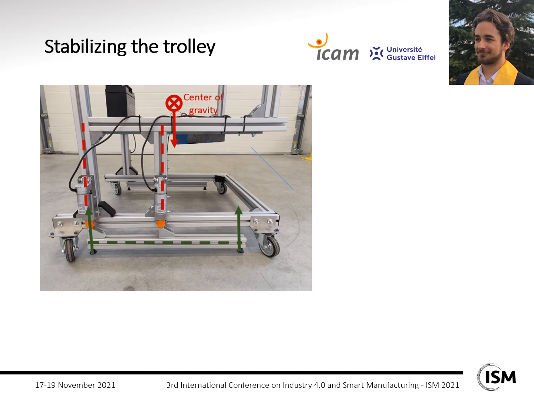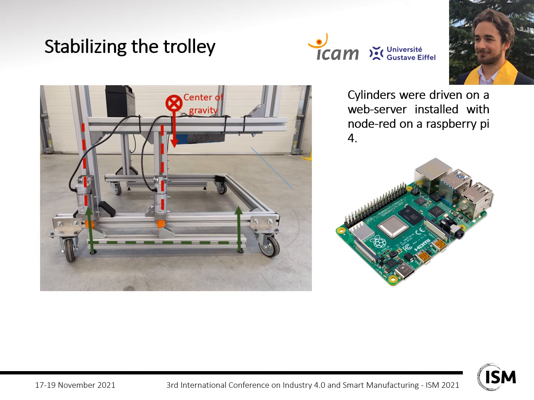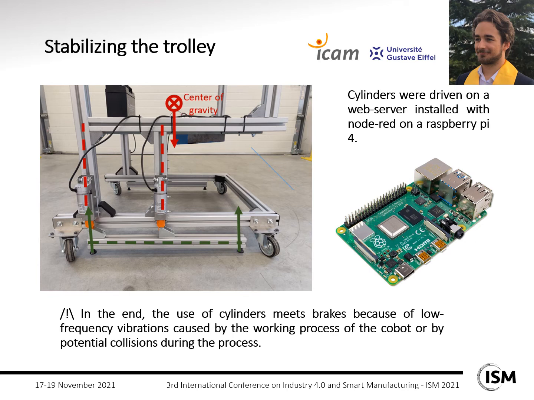Besides, having an electrical stabilization system allows us to integrate their automation in the MES that also runs the AMR fleet and the workstations. For this, we used a Raspberry Pi 4 to drive the cylinders through a web server application. Although in the end, the use of cylinders meets limits because of low frequency vibrations caused by the working process of the cobot or by potential collisions during the process. The main issue being that the cylinders are not the best solution to ensure stability in relation to the workstations.